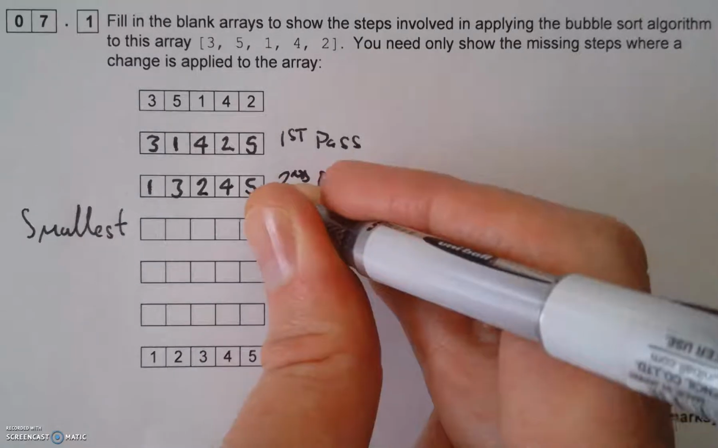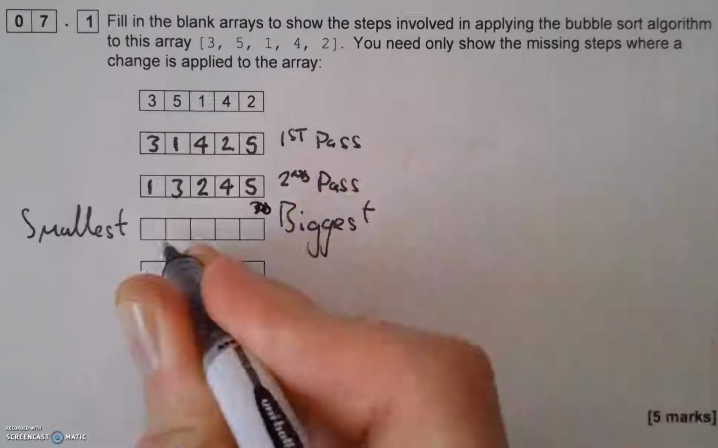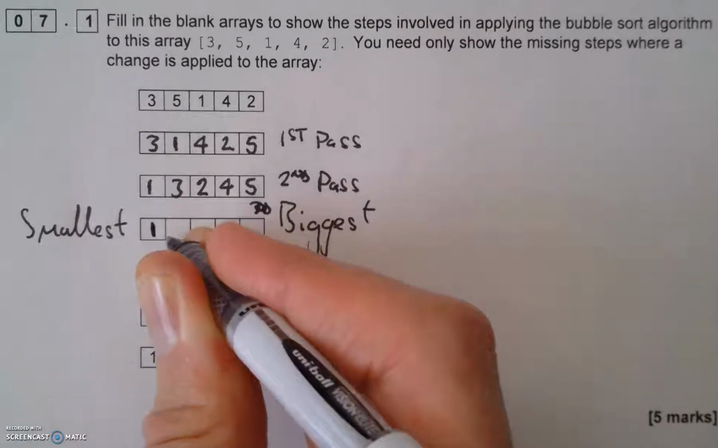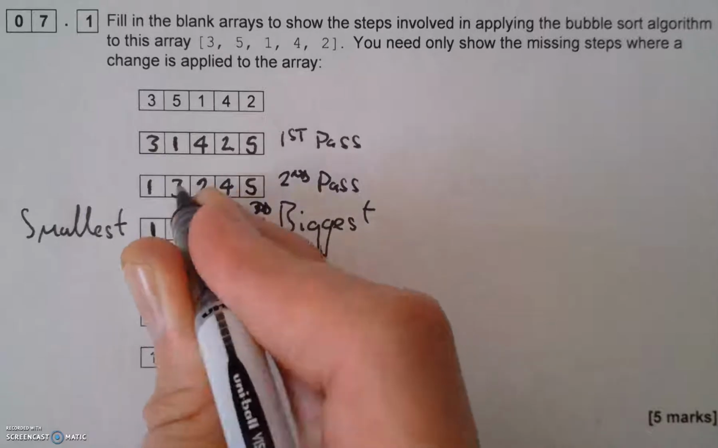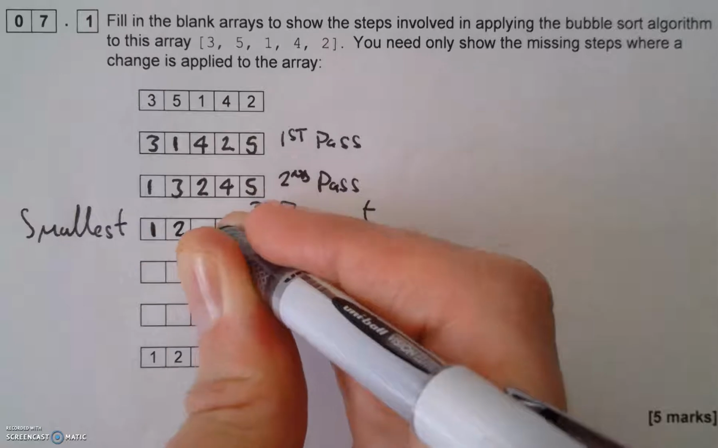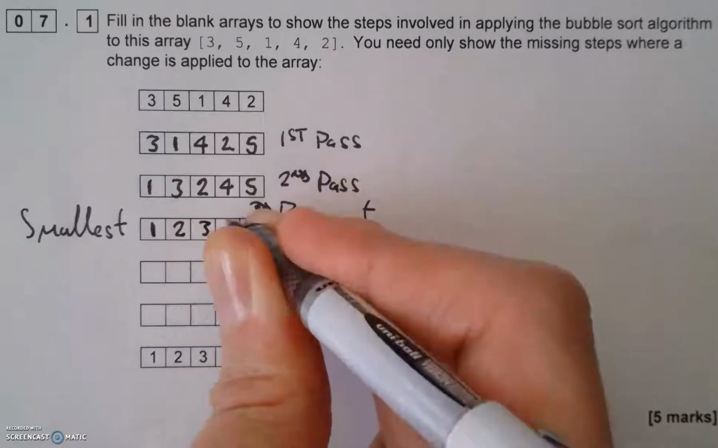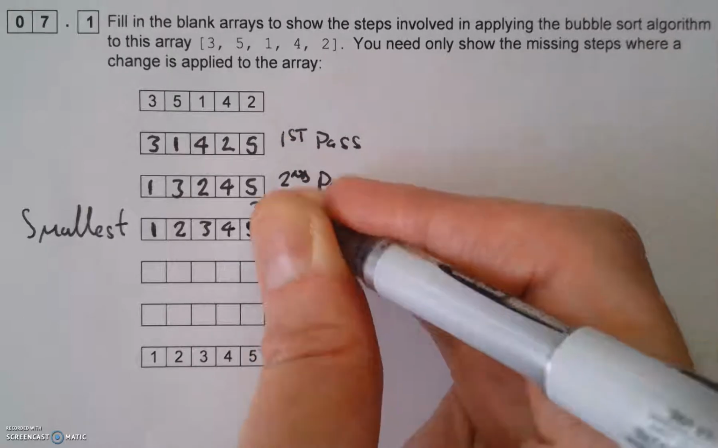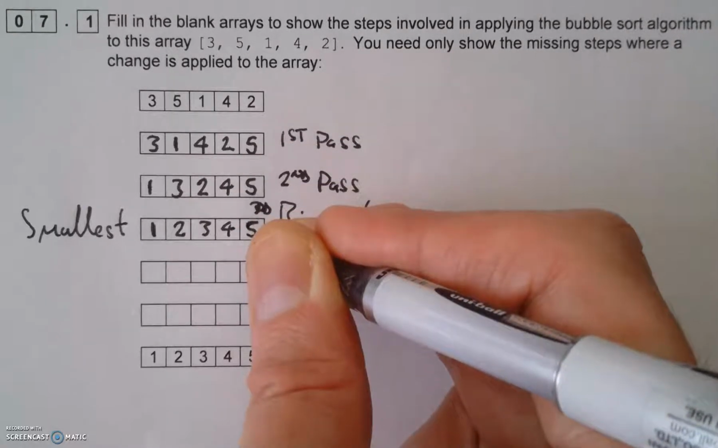Right, this is my third pass here. So 1 and 3, they're okay. So 1 goes there. 1's now in position, that's not going to move. 3 and 2, they can swap. So that becomes 2, 3 is there, and that will be 4, and that will be 5. And I've managed to do it. I've managed to complete it in 3 passes there.